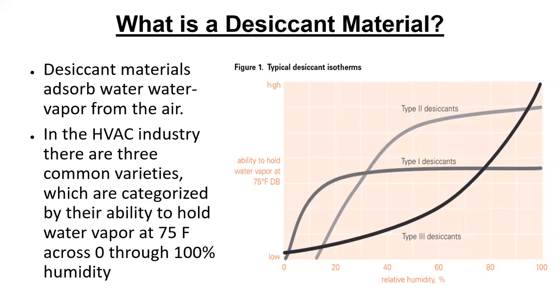So if you look down on the bottom, you've got relative humidity from 0 to 100%. And then you've got just a characterization, low to high, of ability to hold water vapor at 75 degrees. So the temperature is not changing. We're just looking at general characteristics. And 75-degree air is just kind of typical temperature in a space. In order to put a curve like this, you have to pick a temperature, and 75 is just what got picked.